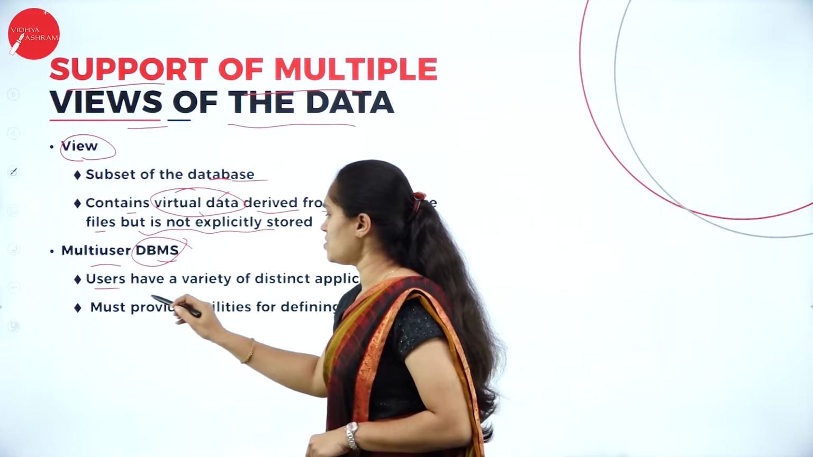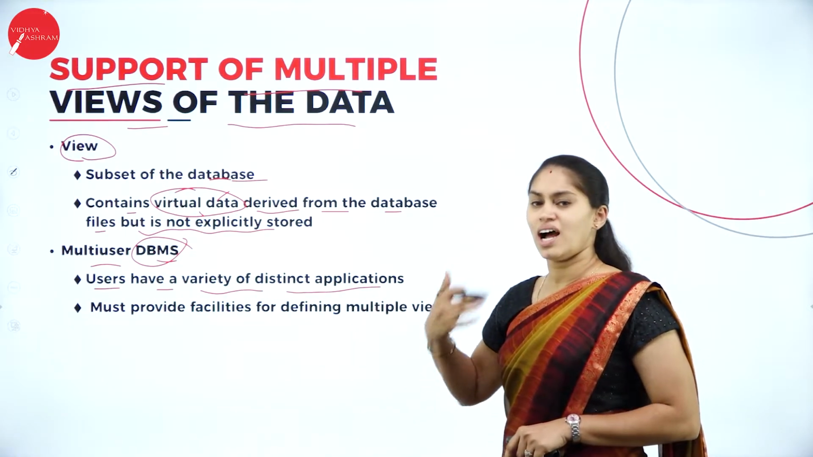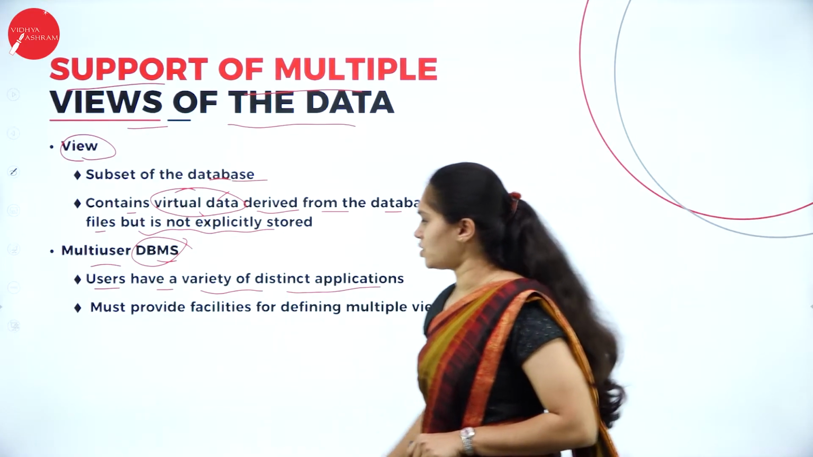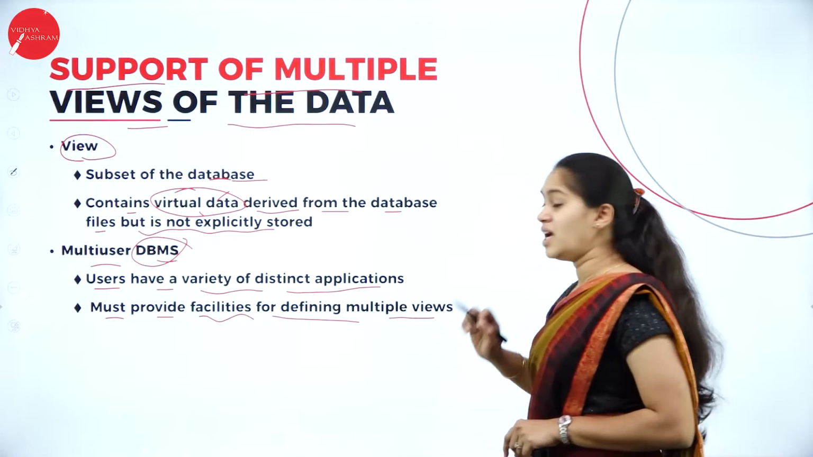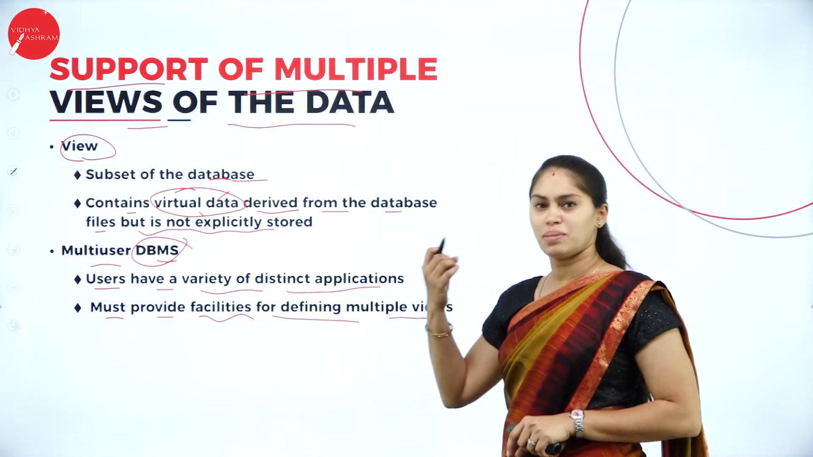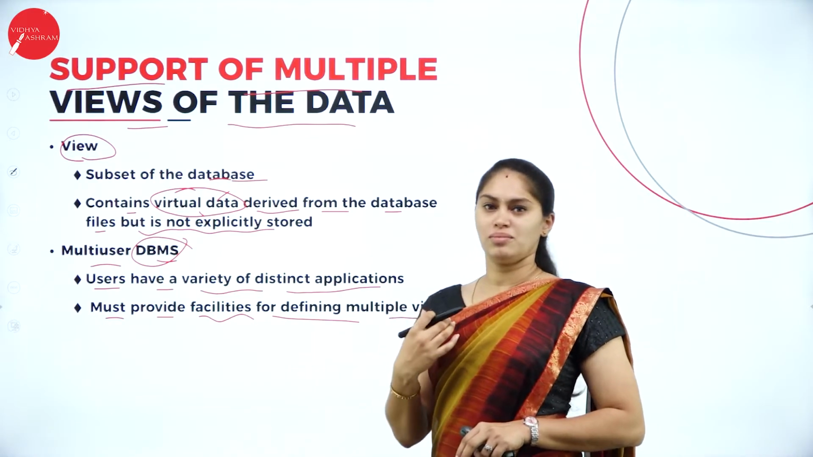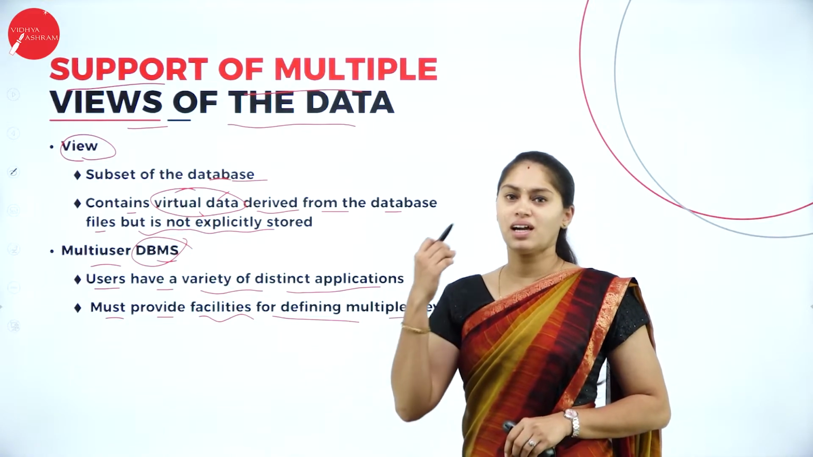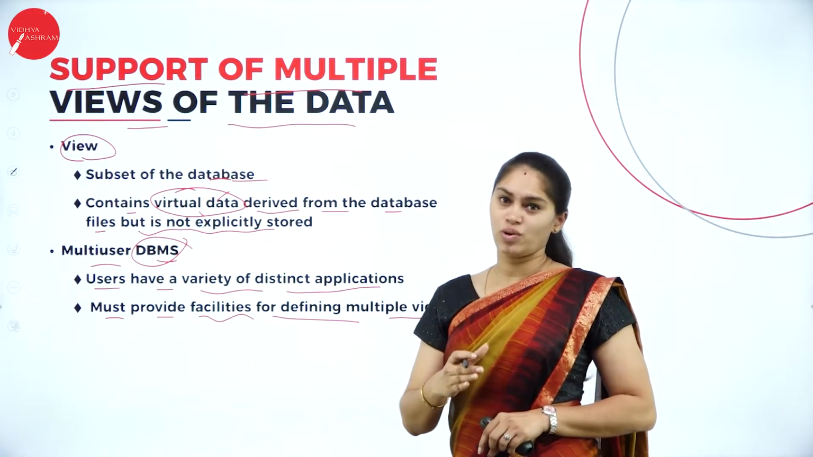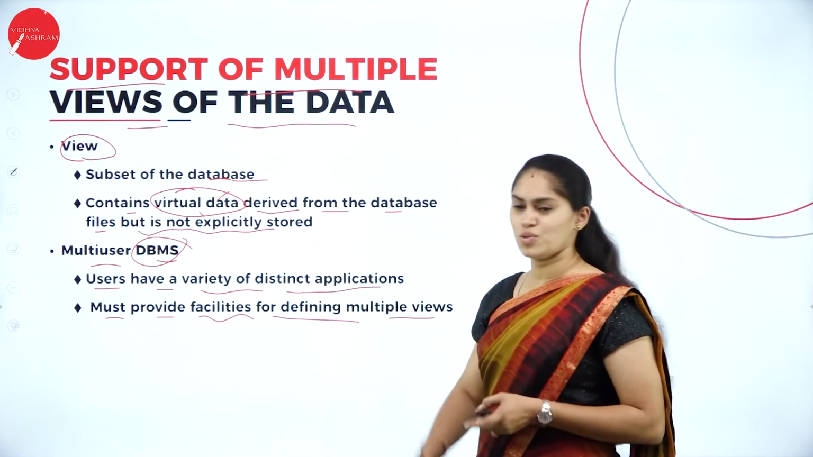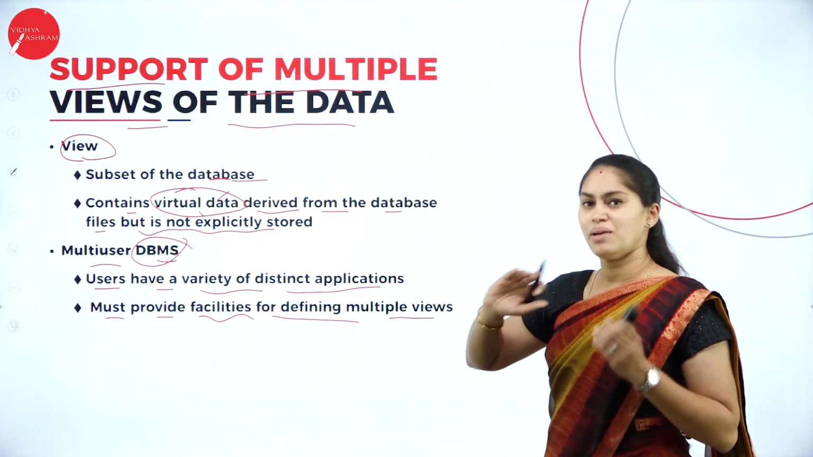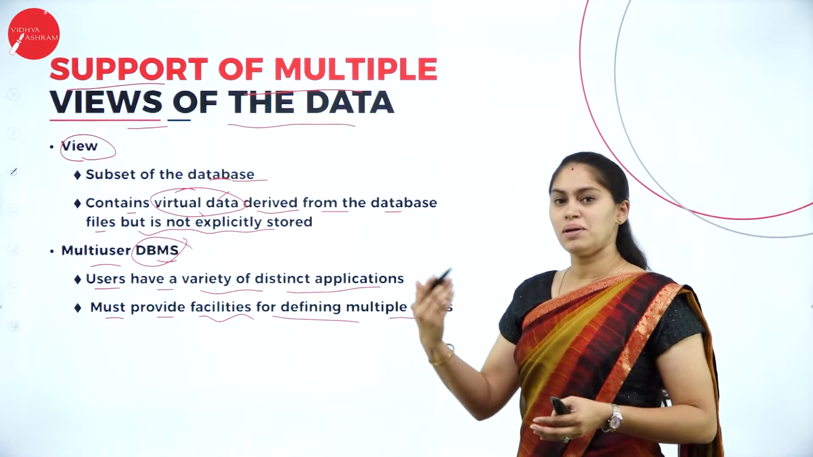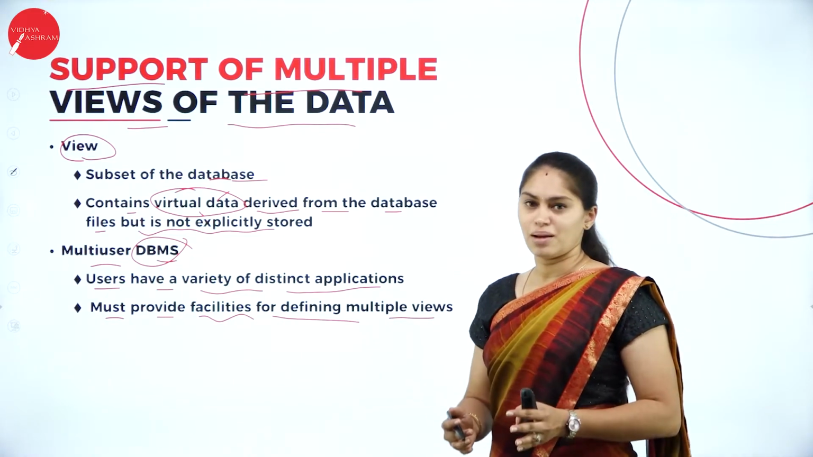Users have a variety of distinct applications, and each application has a different perspective for each user, so the DBMS must provide facilities for defining multiple views. If I am not bothered about the personal details of a student, then that should not bother me at all. If I am interested only in the marks of a student, the database must allow me to fetch the student marks details only. That is what a multi-user DBMS is. So a view is nothing but a subset of a database, and a multi-user database should allow multiple perspectives or multiple views for database users.